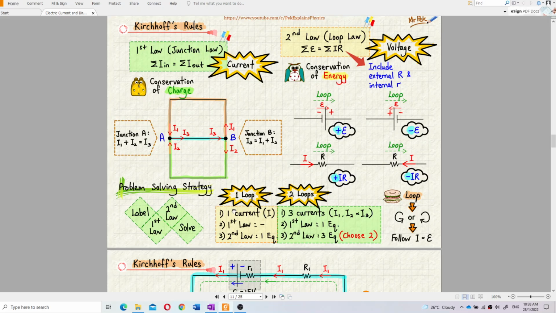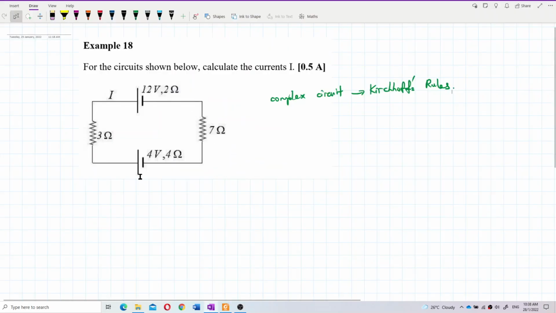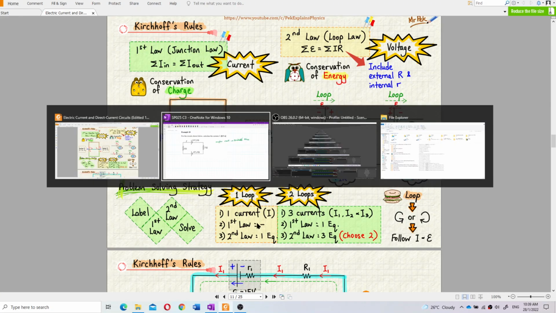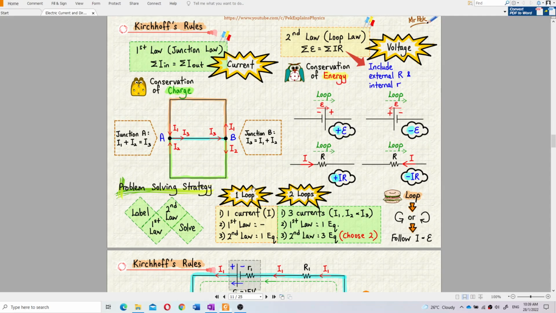And then there's no junction. For one loop, there's no junction, because there's only one current, one circuit. There are no several currents meeting up to combine into a bigger current. So for the first law, which is the junction law, since it has no junction, there is no equation for the first law.